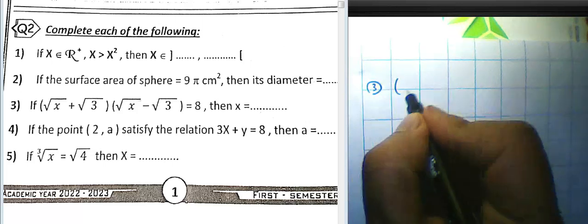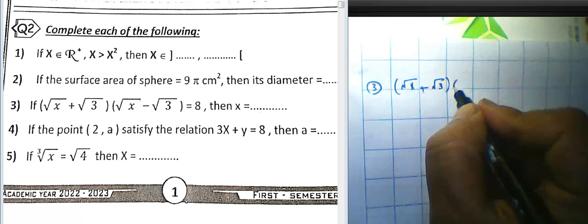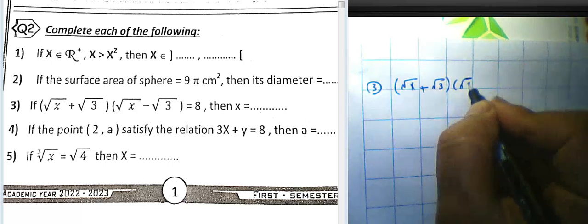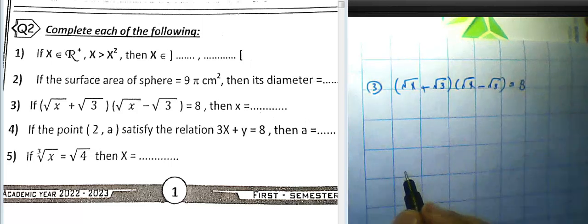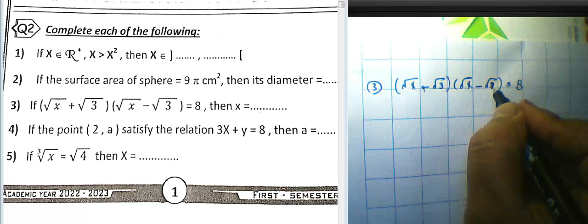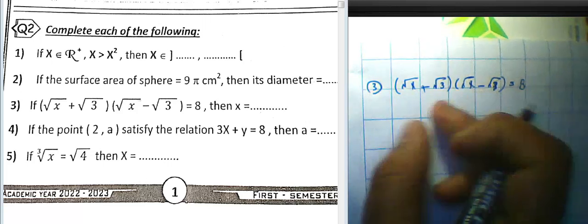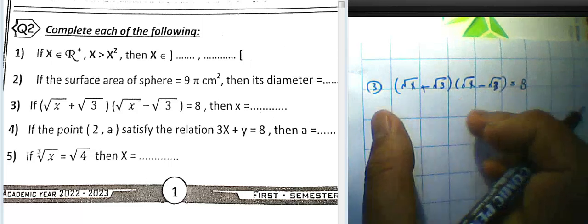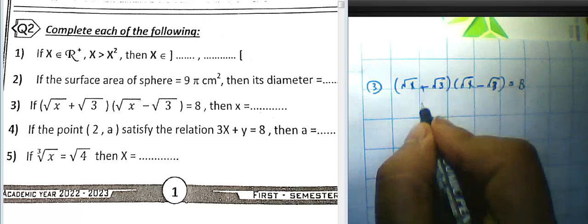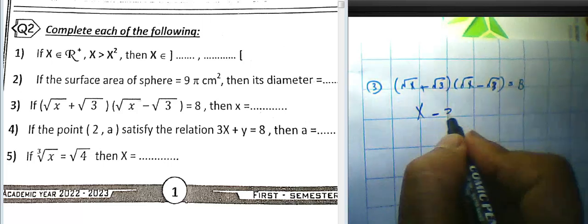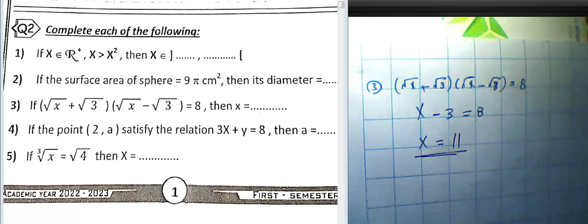If root x plus root 3, in brackets, multiplied by root x minus root 3, in brackets, equals 8, then x equals. We know it's a conjugate: the two terms differ only in the sign, so it's a conjugate expression in multiplication. We can find the result by first multiplying, first squared minus second squared, the result will be 8, and then x equals 8 plus 3 equals 11, then x equals 11.